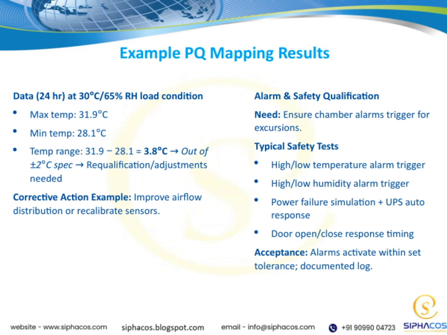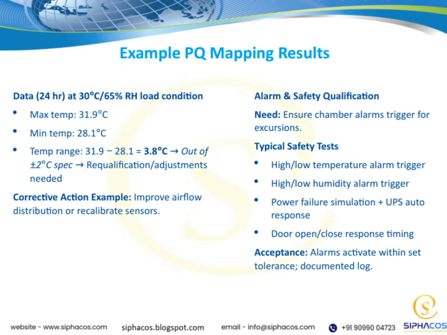Now, let's look at an example of PQ mapping results from a 24-hour data collection at a load condition of 30 degrees C and 65% relative humidity. The maximum temperature recorded was 31.9 degrees C, and the minimum was 28.1 degrees C. The temperature range here is 3.8 degrees C, which exceeds our acceptable limit of plus or minus 2 degrees C. This means we need requalification or adjustments to bring the chamber back within specifications.